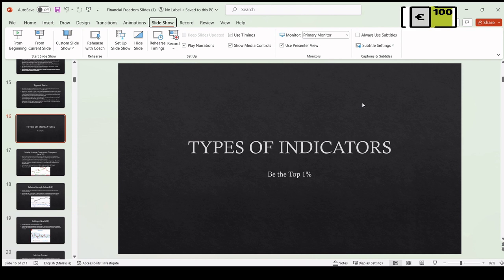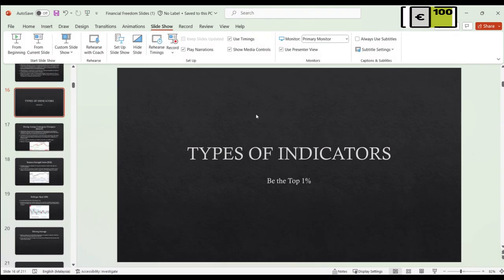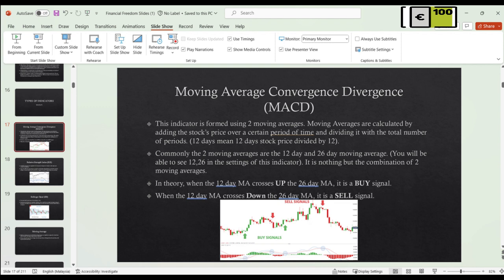Today we'll be talking about the types of indicators which are most commonly used in the market. I'll only be covering a few, the common ones, which are most commonly used by people. The first one is the moving average convergence divergence (MACD). You will always hear this word, MACD.